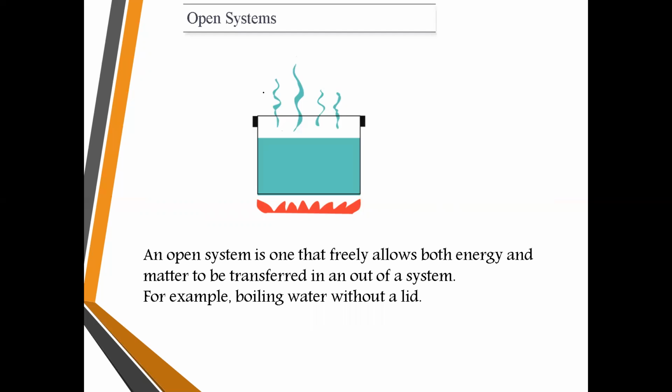Because there's a loss of heat, a loss of energy. It takes a lot of time for the water to start boiling. And sometimes you look at the water and the amount is less than what you put in before. Why? Because in the open system, matter escapes from the container. This is the meaning of open system.